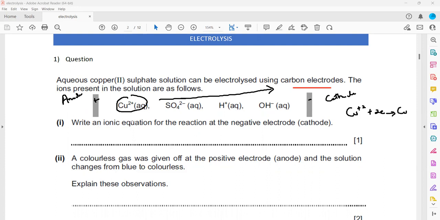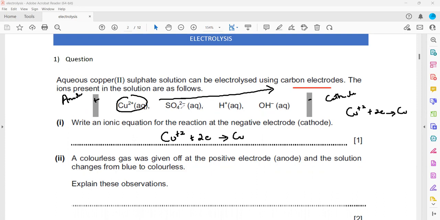So the question is, write the ionic equation for the reaction at the negative electrode, or cathode. What reaction occurs at the negative electrode? The copper ions in the electrolyte will take 2 electrons and turn into a copper atom.